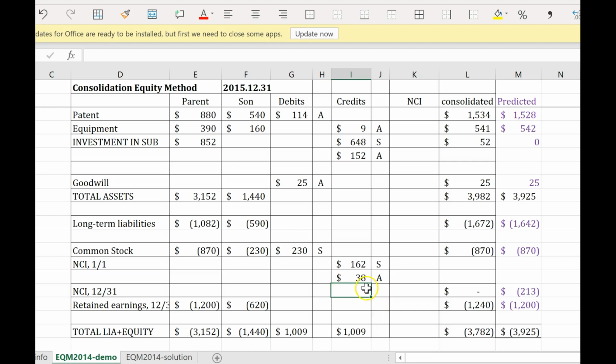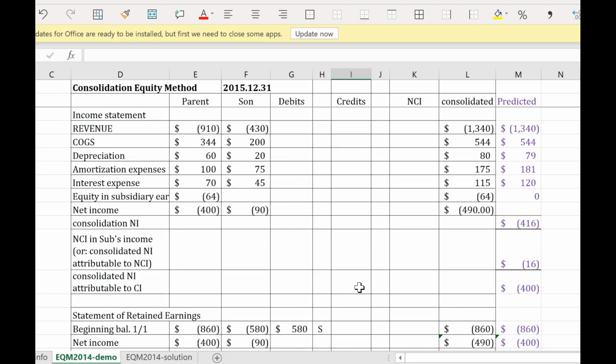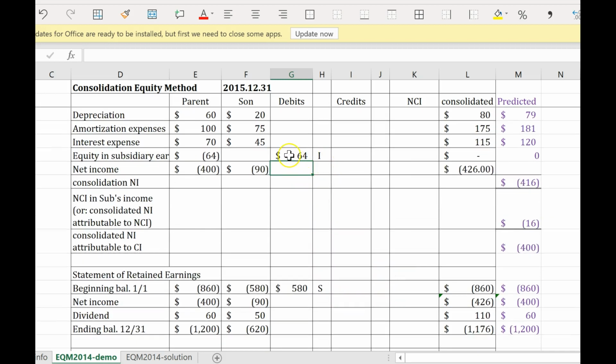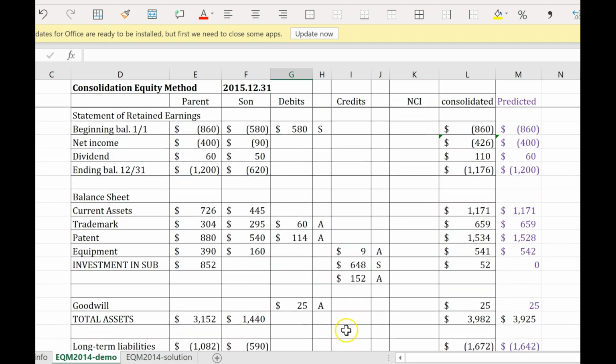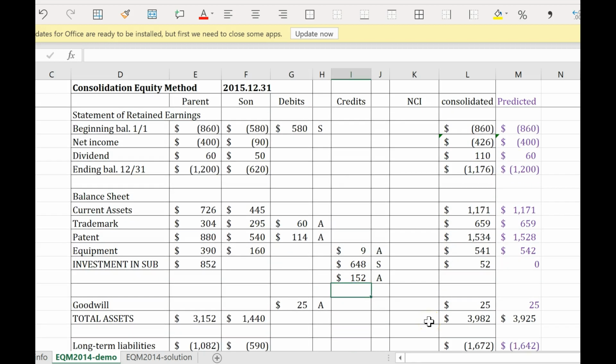I entry. I means income. The I entry is to eliminate the equity in subsidiaries earnings, so it equals exactly the equity in subsidiaries earnings. That's my I entry. I'm debiting equity in subsidiaries net income and crediting my investment account. So that's 64. That's my I entry.